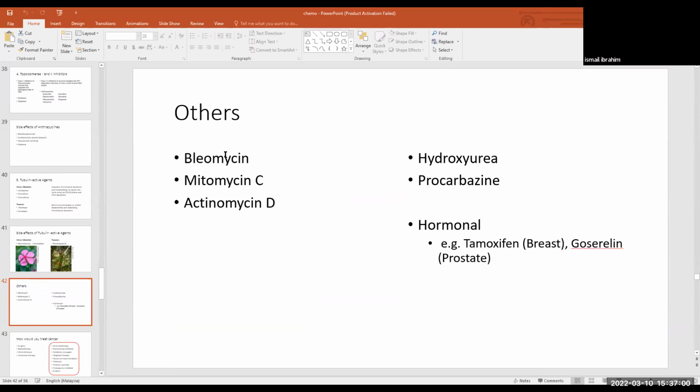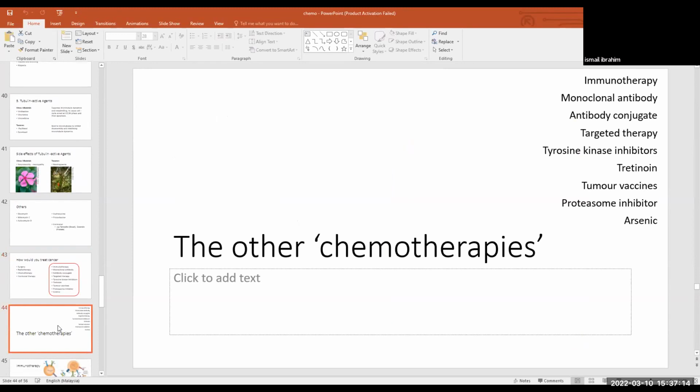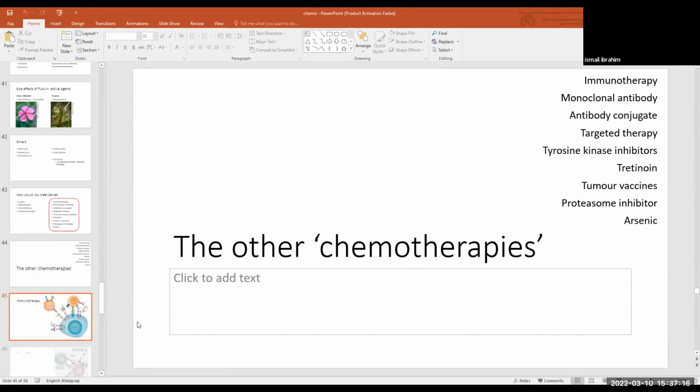Again, I think we touched on hormonal therapy earlier on. It's not really a cytotoxic chemotherapy, but it's also useful in treating cancer. Briefly, I'm going to go through a few examples of non-cytotoxic chemotherapy, the other therapies. So first is immunotherapy.